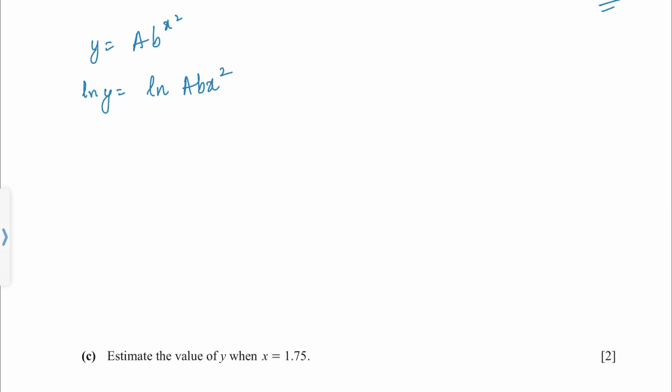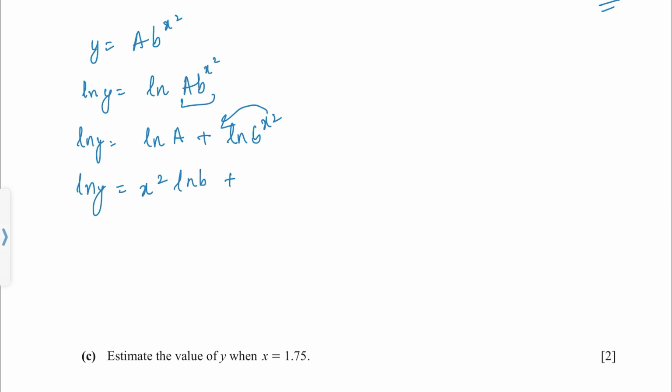Now this is x squared in the power, and I'll be separating these two by the product law of logarithms. This would be ln a plus ln b to the power x squared. This power will be coming over here. This would be ln y equals x squared ln b, plus ln a. ln b would be our gradient, and ln a would be our y-intercept.